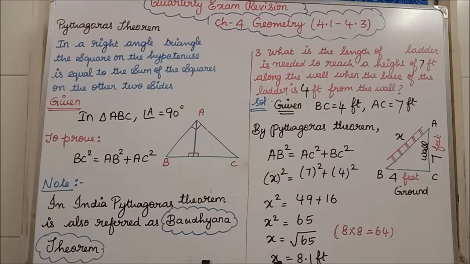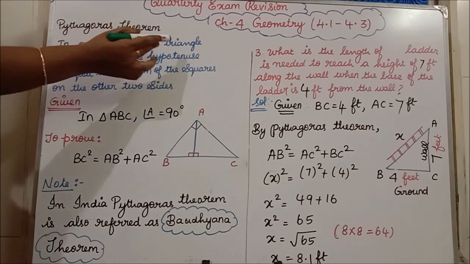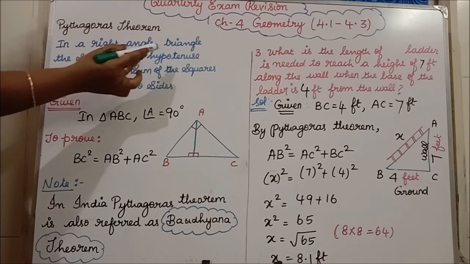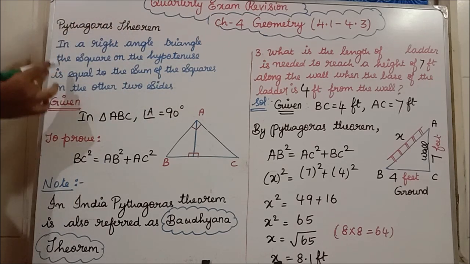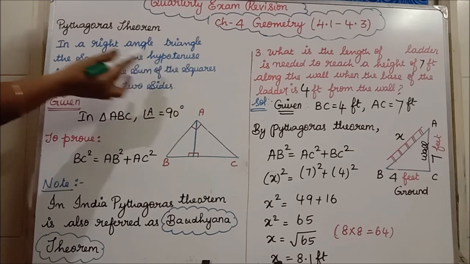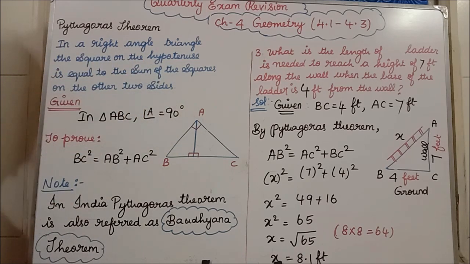Now in exercise 4.3, what concept based problem you are having means you are having the Pythagoras theorem based problems in exercise 4.3. First we have to know what is Pythagoras theorem. Okay, what we have learnt in Pythagoras theorem we will see now. In a right angle triangle, the square on the hypotenuse side is equal to the sum of the squares of the other two sides.